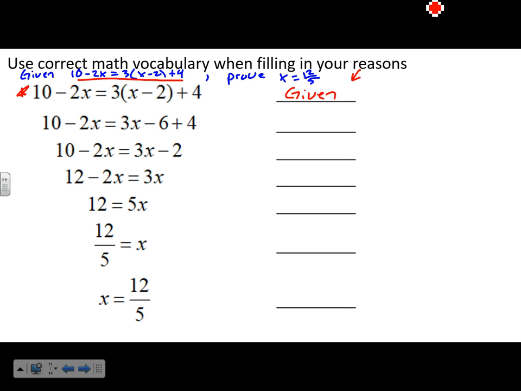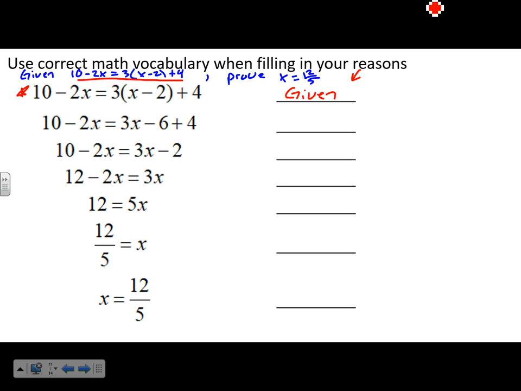I repeat, every single proof that we will ever do in this class, the first step is given. If you put given on the first step and I count you wrong, I promise you I will give you your points back because I'm telling you the first step is always given. That said, I will give you a heads up, the last step is never proof. Don't ever put proof for your last step. That is not a reason for anything.